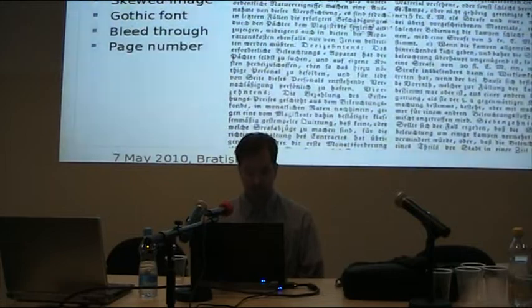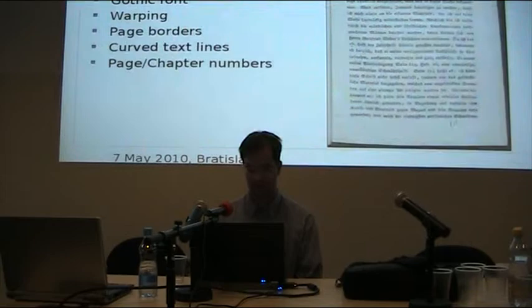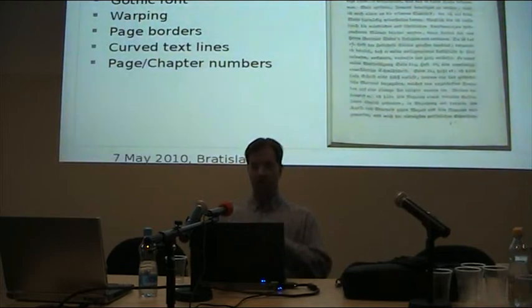Here we have a skewed image with a bleed through from the other side of the page. The page number has to be recognized, and we have the Gothic font as a main challenge. This is also Gothic font with warping. We have page borders that have to be removed. We have curved text lines that ideally should be straight after image enhancement, and we have page and chapter numbers.